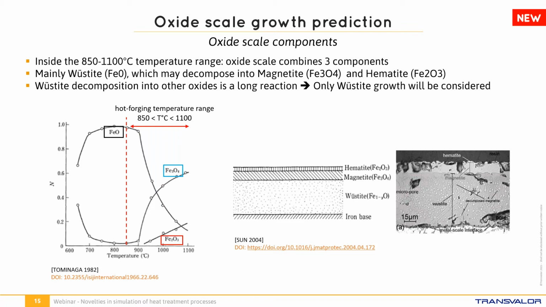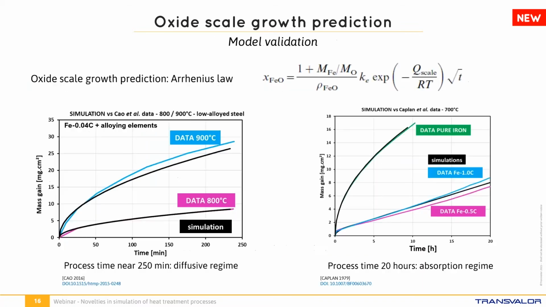We make the assumption that the oxide is only formed of wustite and that the growth kinetic of wustite is due to oxygen diffusion. The oxide scale is a function of the surface temperature, the heating time, as well as your material. To validate the oxide scale growth model, the numerical result of oxidation weight gain has been compared with literature data. The simulation results are drawn in black, and the numerical results here we have in blue and different colors.